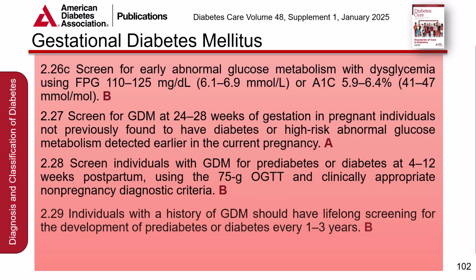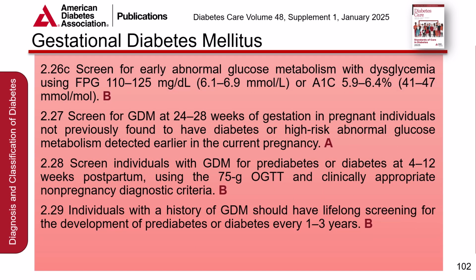2.26c. Screen for early abnormal glucose metabolism with dysglycemia using fasting plasma glucose 110 to 125 milligrams per deciliter, 6.1 to 6.9 millimoles per liter, or glycated hemoglobin 5.9 to 6.4%, 41 to 47 millimoles per mole. Level of evidence B. 2.27. Screen for gestational diabetes mellitus at 24 to 28 weeks of gestation in pregnant individuals not previously found to have diabetes or high-risk abnormal glucose metabolism detected earlier in the current pregnancy. Level of evidence A.